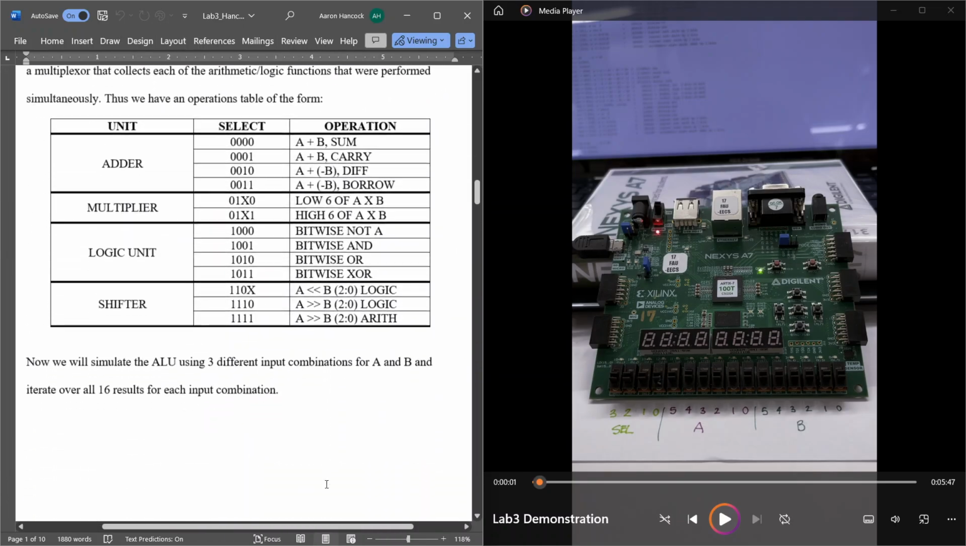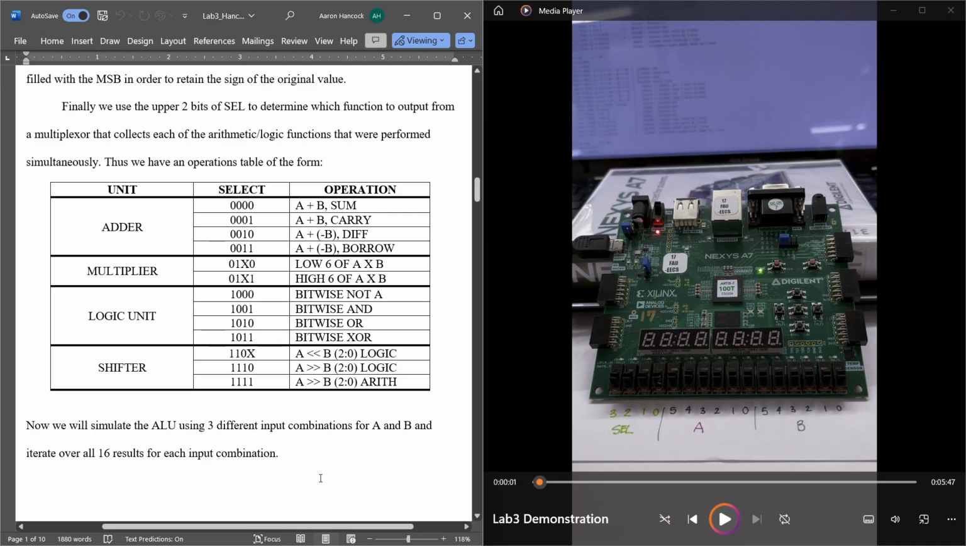So let's take a look at the table to verify what these select inputs are doing. The adder takes the lower 2 bits from 0 to 3. For input 0, we have A plus B and just the sum, not the carry. For input 1, we have A plus B, but only the carry. For input 2, we have A minus B using 2's complement method without the borrow. And for input 3, we have A minus B using 2's complement method, but just the borrow.